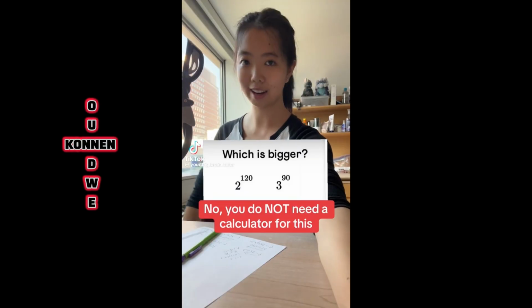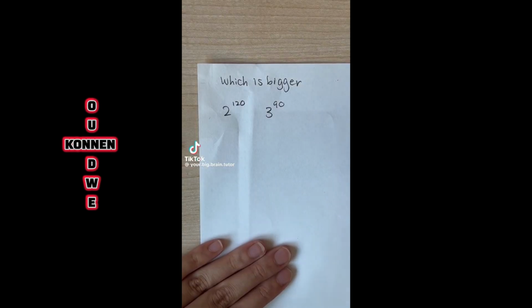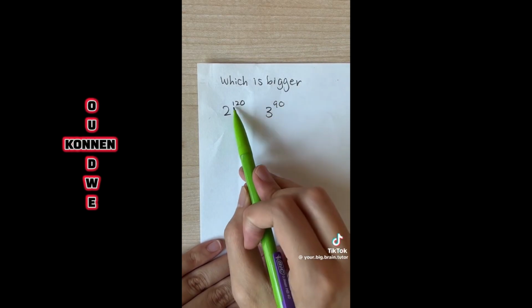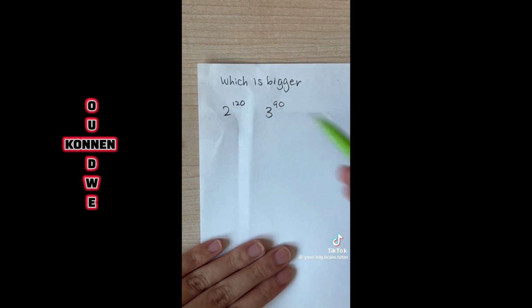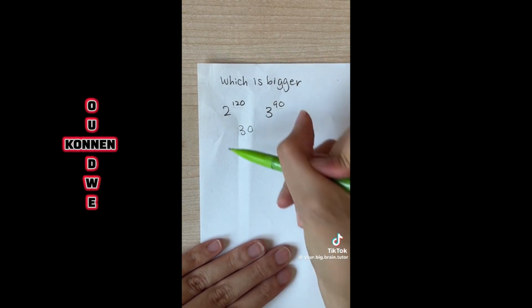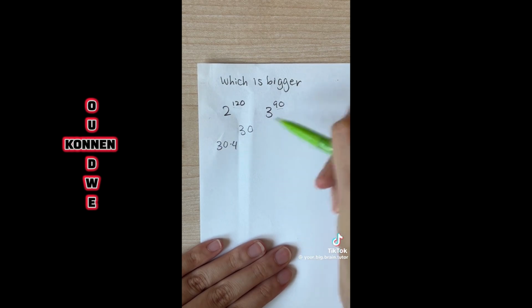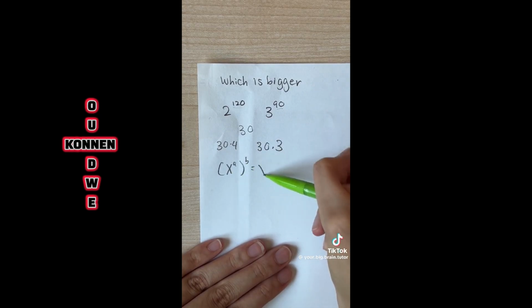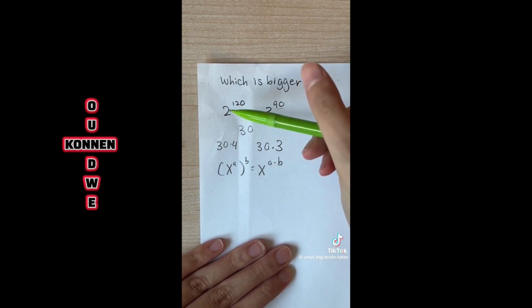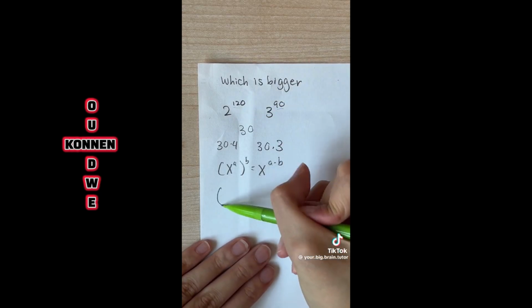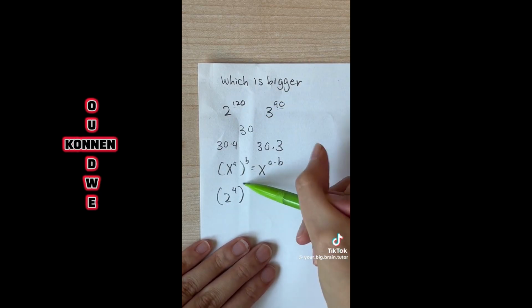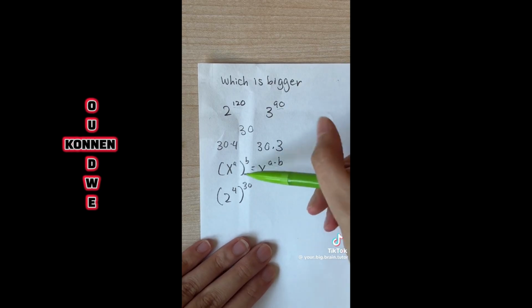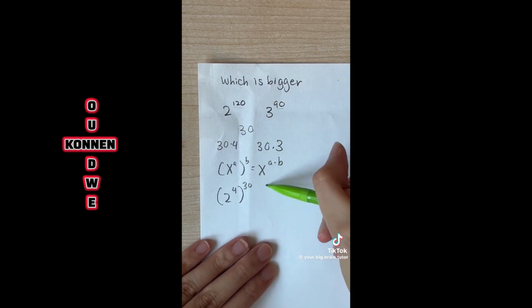No, you do not need a calculator for this. Do not actually multiply this out, it will take you forever. So this is what you do. You're going to take the exponents and find the greatest common factor, which in this case would be 30. 120 could be rewritten as 30 times 4. 90 could be rewritten as 30 times 3. And you're going to have to know an exponent rule, which is whenever you raise a power to an exponent, you keep the base and multiply the exponents. So 2 to the 120th power could be rewritten as 2 to the 4th power, and the whole thing is raised to the 30th power, because according to this rule, they're the same thing. Same thing over here, we have 3 cubed and raise that to the 30th power.